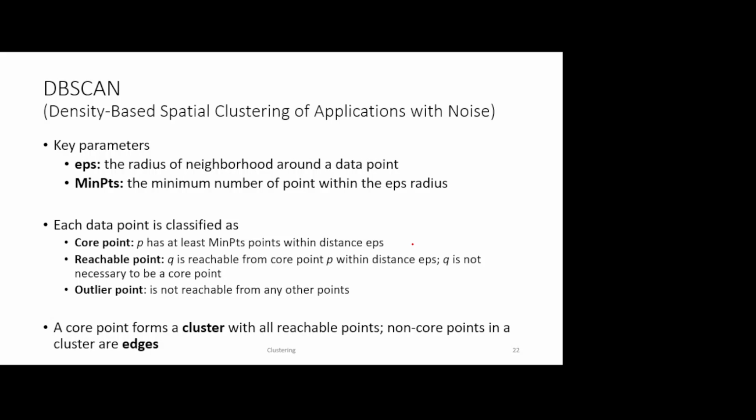The second type is a reachable point. Q is reachable from a core point P. Q is not a core point, but it's reachable, meaning P can reach Q as one of its neighbors. So it's called a reachable point. A reachable point can in principle be a core point, but it's not necessary. And if no point can reach it, it will be considered an outlier.